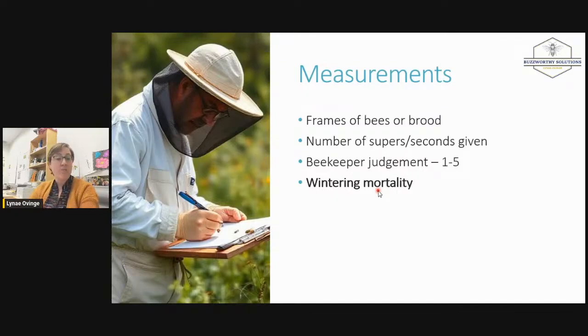Measurements. So frames of bees or frames of brood. This is one that us researchers use all the time. And this is one lots of times you beekeepers are instinctively using anyway. Okay. Another measurement you can use is the number of supers or seconds given.